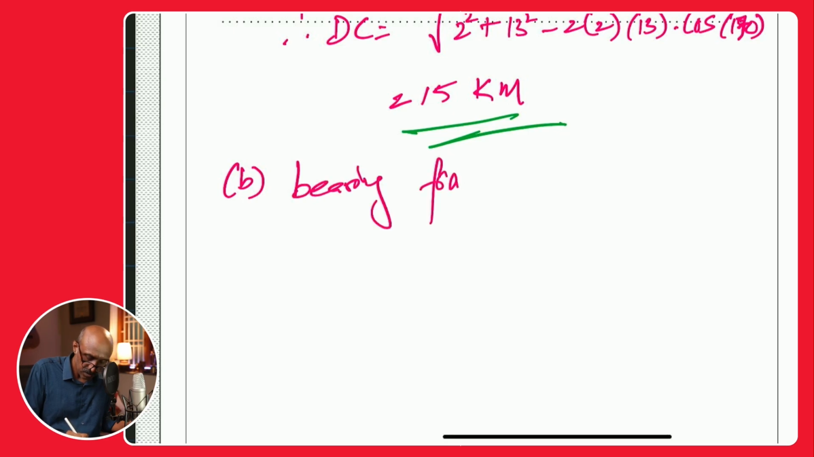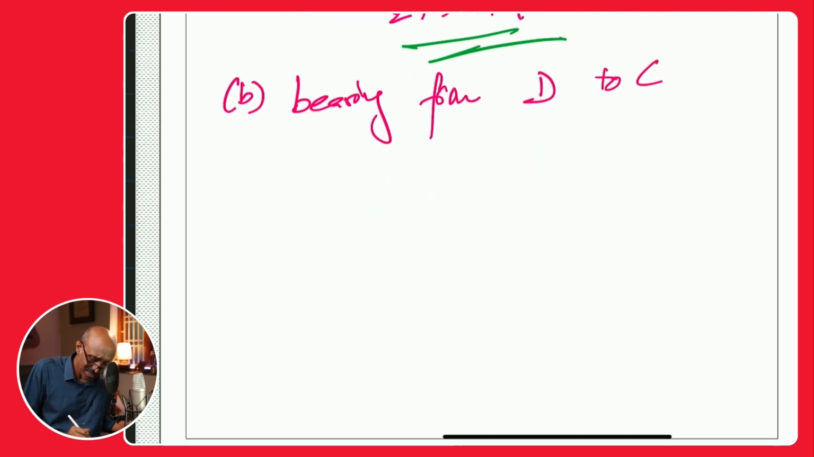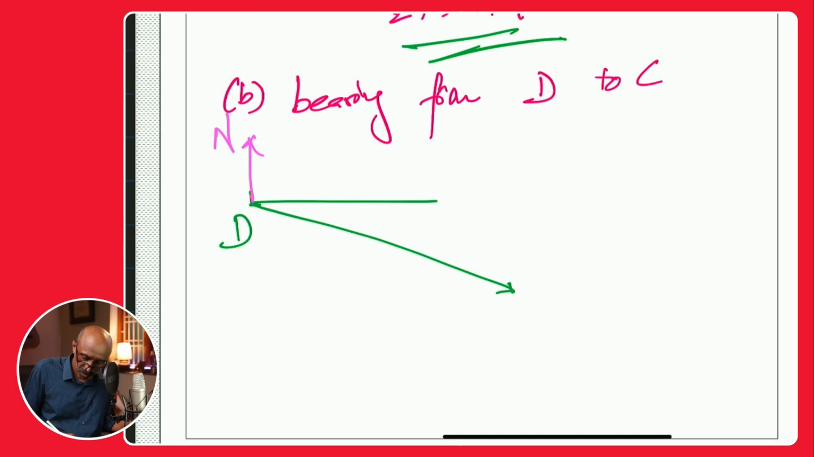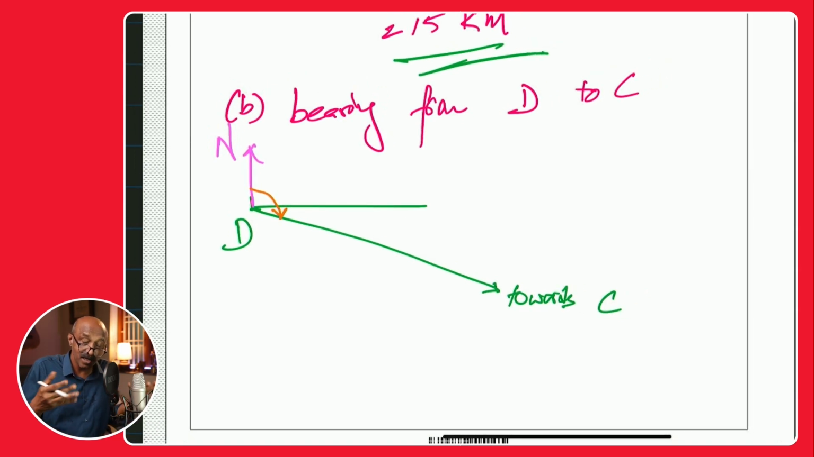from D to C. And I think it'll be a good idea to draw. So there's the north, please mark the north, and you can mark towards C, and there you can mark the angle. Visually, if you represent this, it counts as working. Now that's the angle we're looking for.